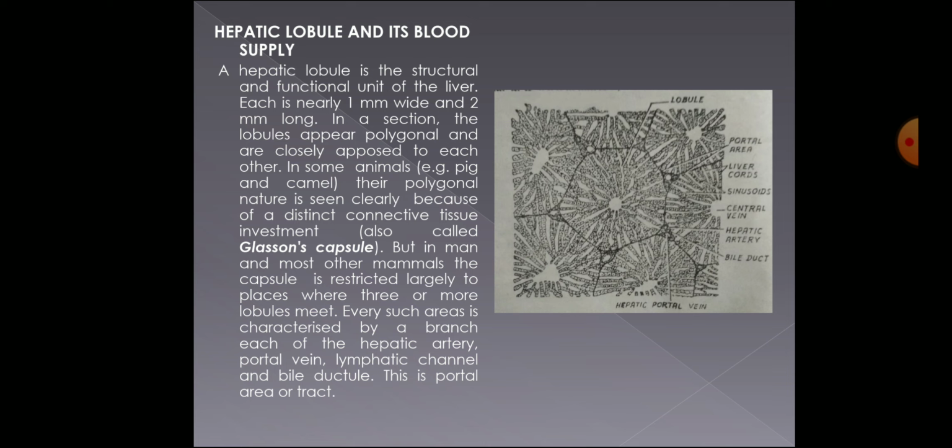In this hepatic portal area, the hepatic artery, hepatic or portal vein, lymphatic channel and bile duct are present. On the basis of these, the artery, veins, and bile ducts are commonly known as hepatic artery, hepatic vein, and hepatic bile ducts.